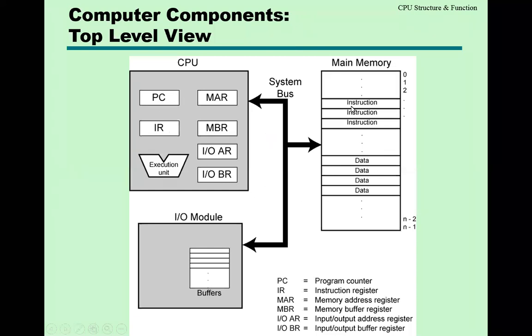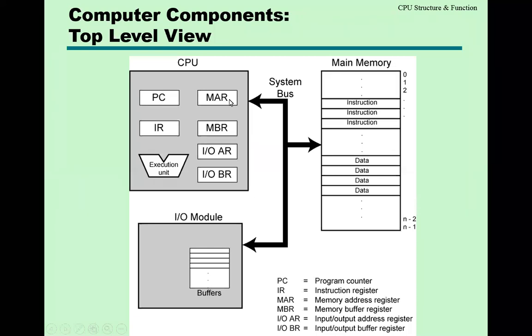So this diagram we have seen: PC is the program counter, MAR is the memory address register, MBR is the memory buffer register, IR is the instruction register. The execution unit is there, the input output address register, input output buffer register, input output module, and main memory. What we have discussed in this diagram is that PC holds the address of the instruction that you want to execute. For example, here it is 3.